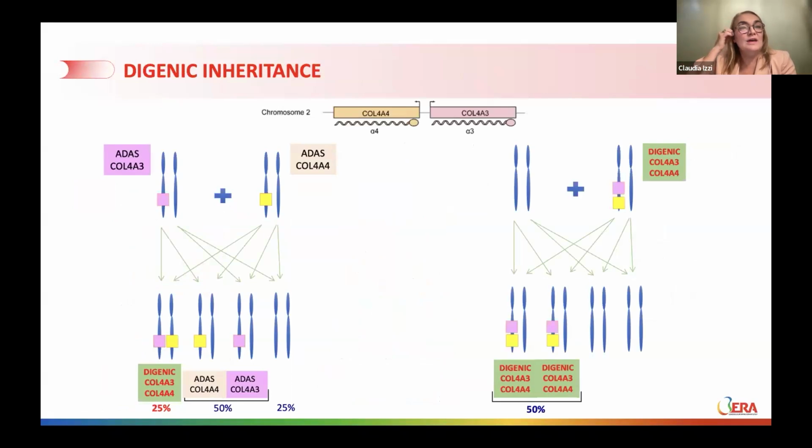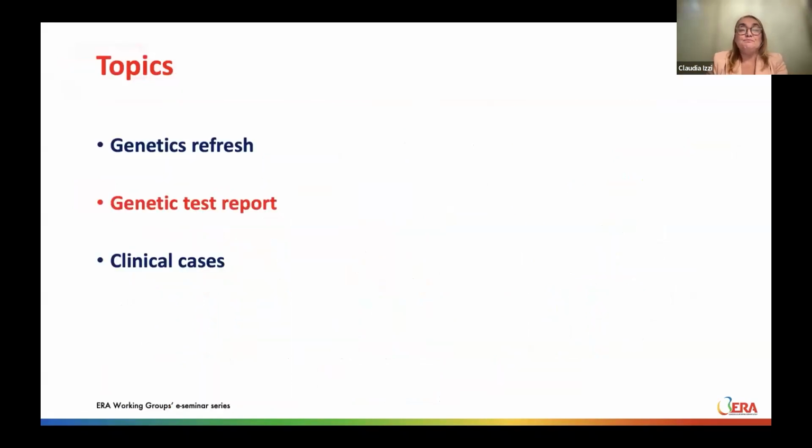And we can also have digenic inheritance, that is another complex inheritance in genetics, when we have two variants in two different genes. You can see here two different variants in the two alleles, or in the same allele if we have a cis configuration.